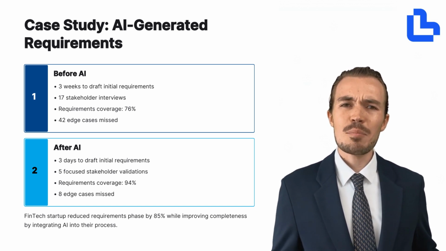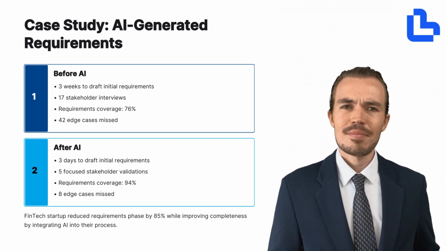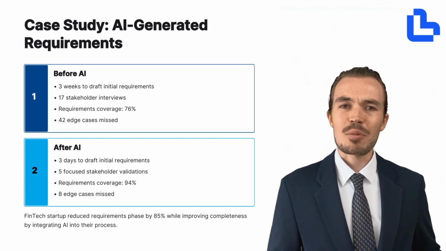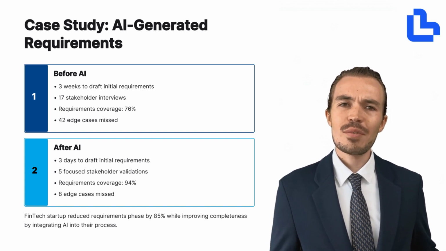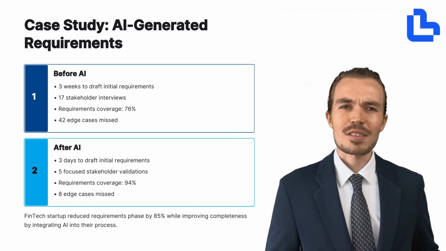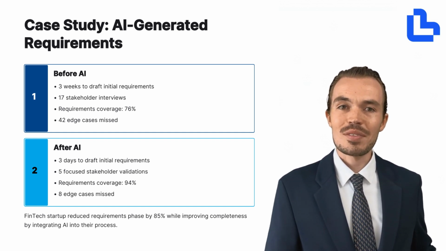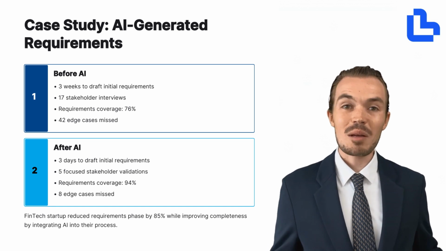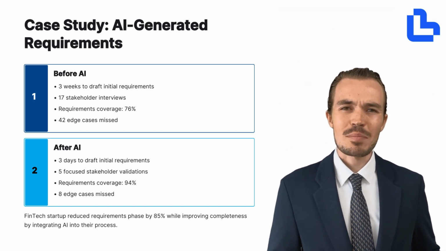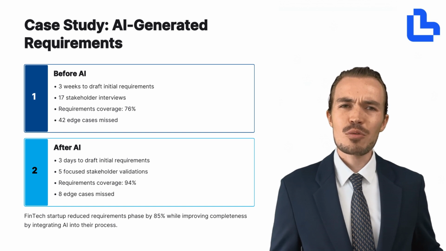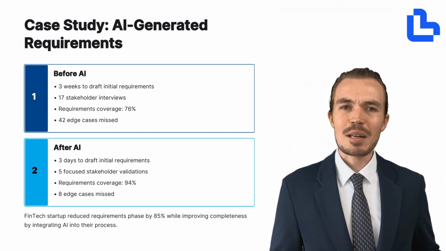Now compare that to their process after adopting AI. With AI assistance, they were able to generate the initial draft in just 3 days. Instead of 17 interviews, they conducted 5 focused stakeholder validations. Requirements coverage jumped to 94%, and the number of missed edge cases dropped dramatically to just 8. This represents an 85% reduction in time spent on the requirements phase, while simultaneously improving completeness and reducing risk.